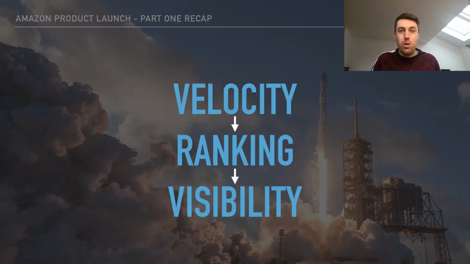In part 1, we talked all about velocity, ranking, and visibility. Remember, the goal of launching a product on Amazon is visibility, and therefore, if we're going to do that, we need to get velocity. Amazon rewards velocity, sales velocity, because that leads to keyword ranking, which is what gives us our visibility. If that sounds like another language to you and doesn't make any sense, make sure you check out part 1 of this product launch mini series and check out everything we talked about there.